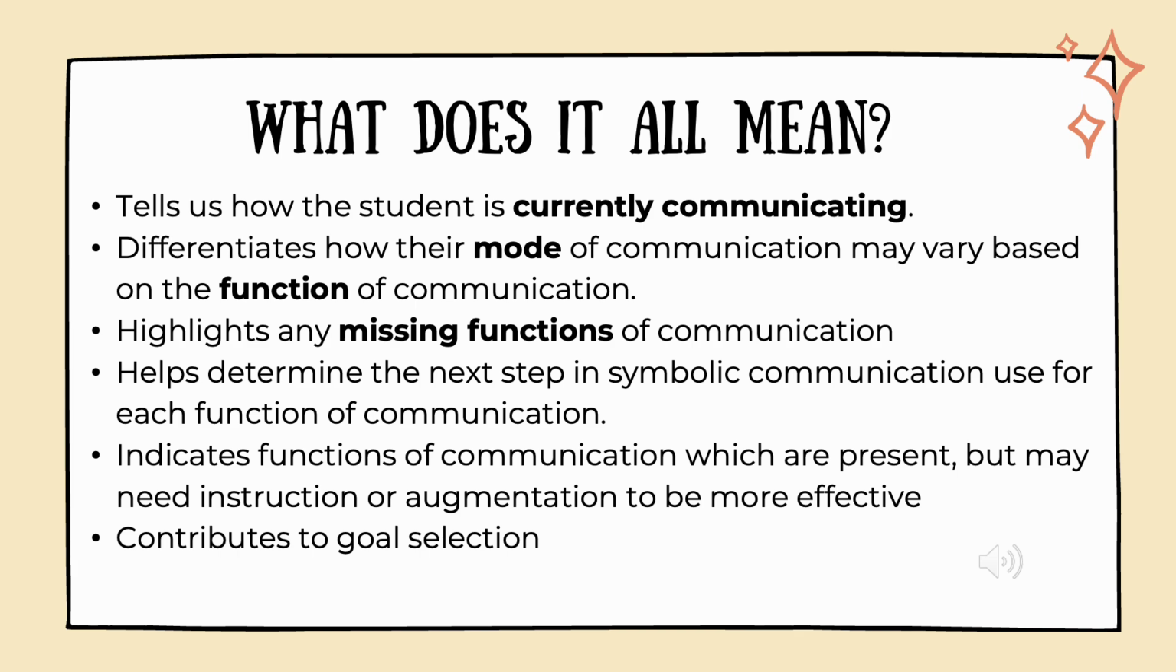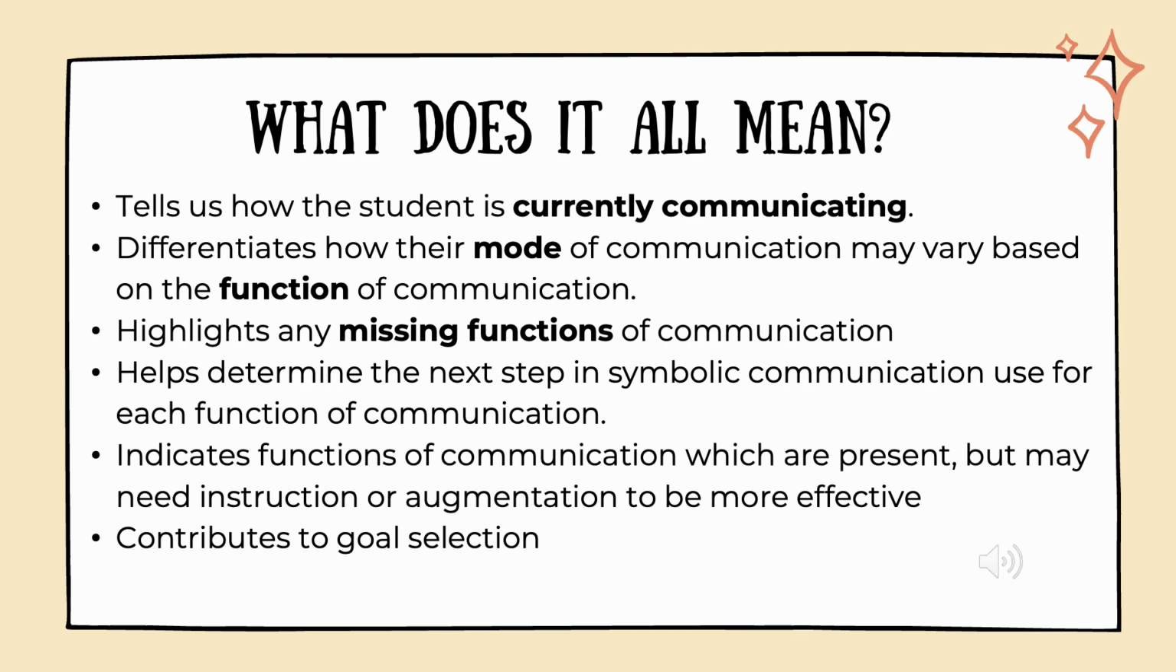So maybe our child is communicating beautifully through gestures, but isn't really using any kind of symbolic communication. That's very limiting. It means that only people that know the child are going to understand what they're trying to say. It lets us know what functions of communication are present, but might need a little bit more instruction or augmentation or AAC in order to be more effective.